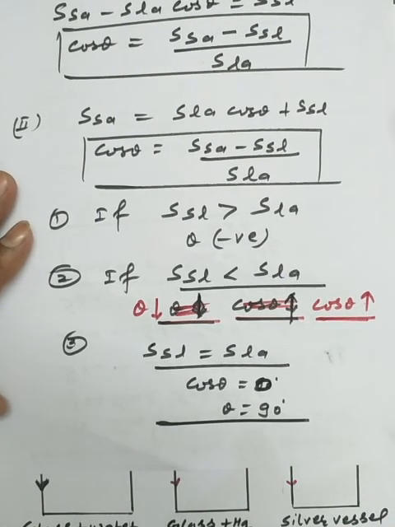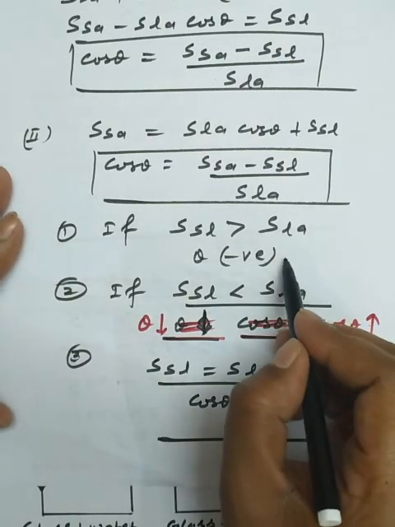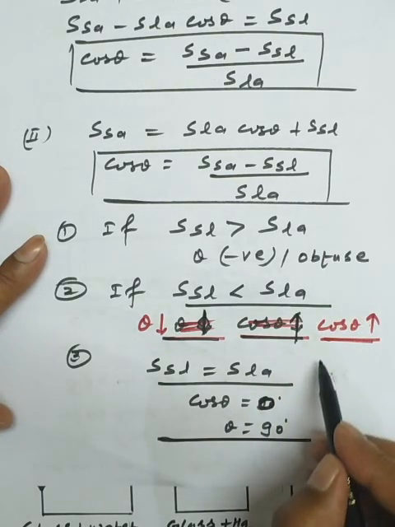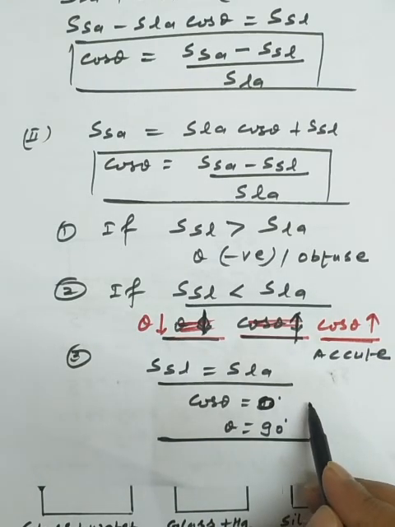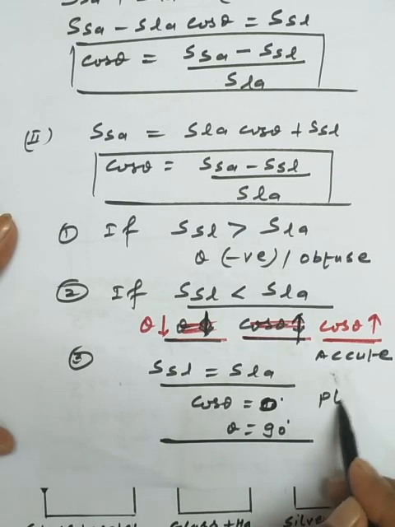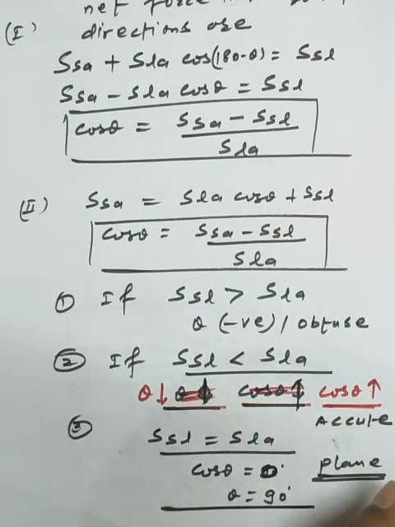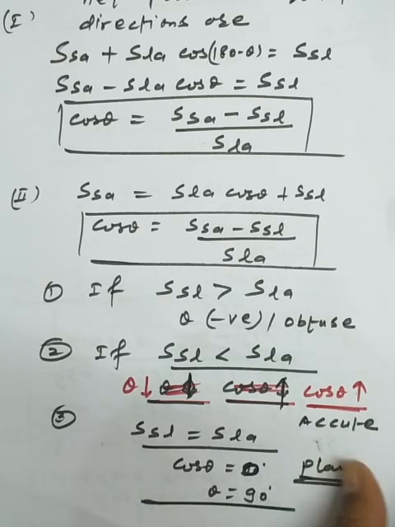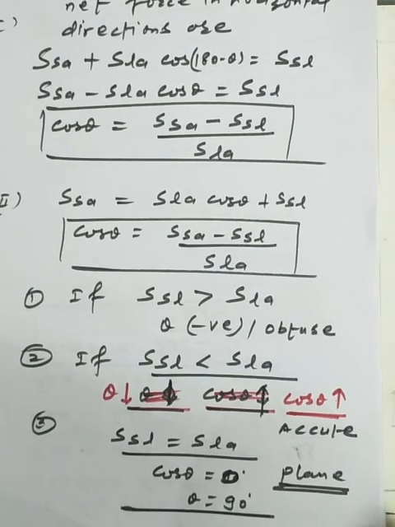So it comes in the part of obtuse and acute. When it is negative, it is obtuse, and otherwise it is acute. In the same way, when theta is 90 degrees, a plane surface comes into existence. So this is the angle of contact on behalf of the relative strength of the surface tension between the different interface surfaces. This is all about the angle of contact.